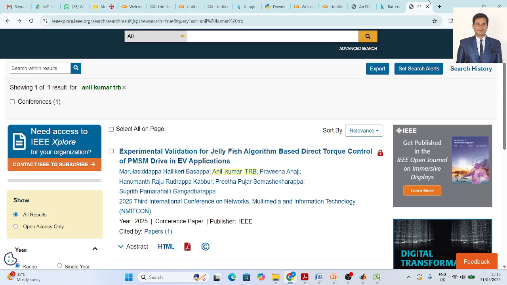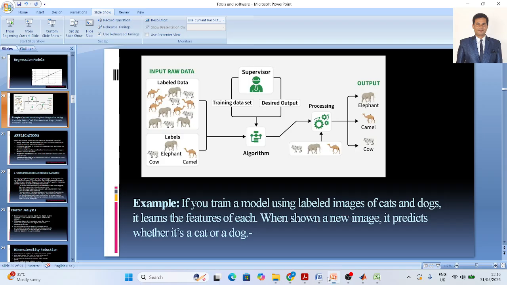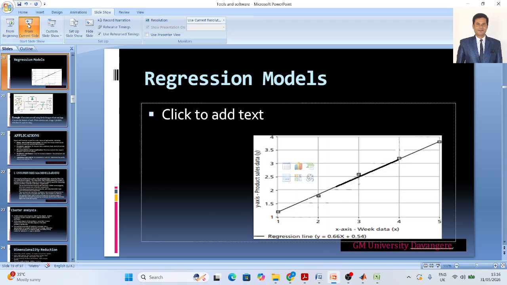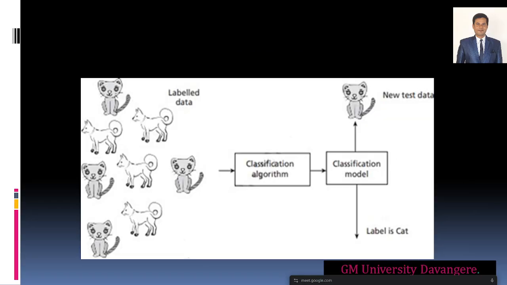Okay, I hope it is clear to you. Machine learning and all, is that clear? Yes, sir. Yes, sir. Okay.